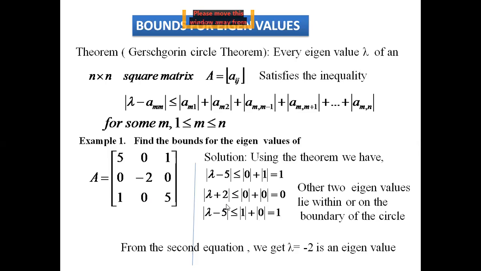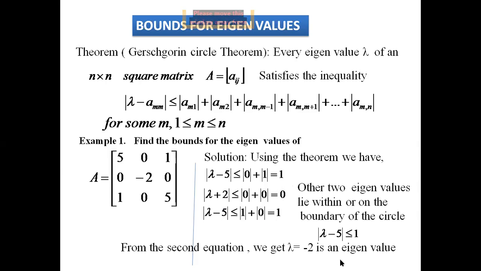Now from these, what we got: the magnitude of lambda plus 2 is less than or equal to 0, which implies lambda plus 2 is equal to 0, because there is no other number here. So lambda equal to minus 2 is one eigenvalue. The first and last conditions are the same. Because of that, the other two eigenvalues of this matrix lie within or on the boundary of the circle. The equation of the circle is lambda minus 5 less than or equal to 1, because this sum is 1.